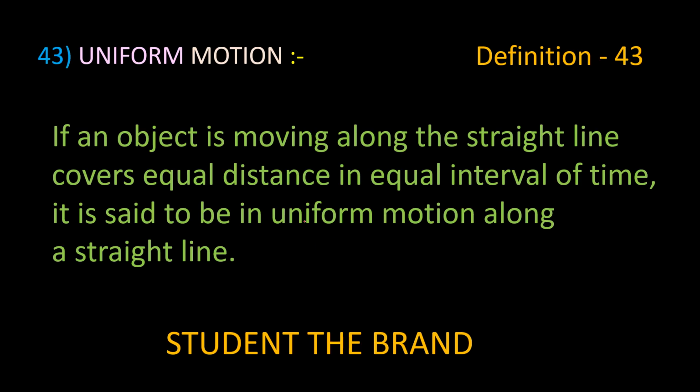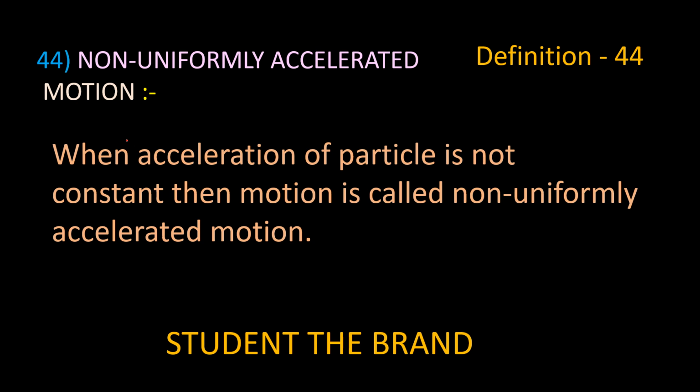Next, uniform motion. If an object is moving along a straight line and covers equal distance in equal intervals of time, it is said to be in uniform motion along the straight line. Non-uniform accelerated motion. When the acceleration of a particle is not constant, then the motion is called non-uniform accelerated motion.